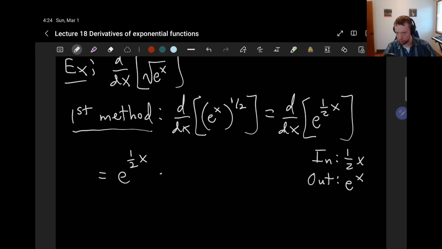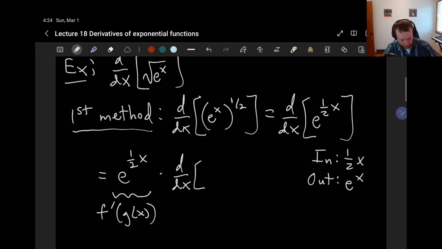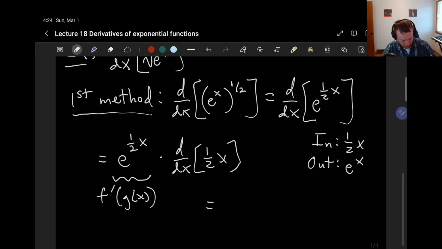So remember in the chain rule formula, this is that f prime of g of x part, leaving that input alone, plugged in there, the 1/2 x. And then this is times the derivative of that inside part, the derivative of 1/2 x, which is just 1/2. So I'll write that first: 1/2 e to the 1/2 x.